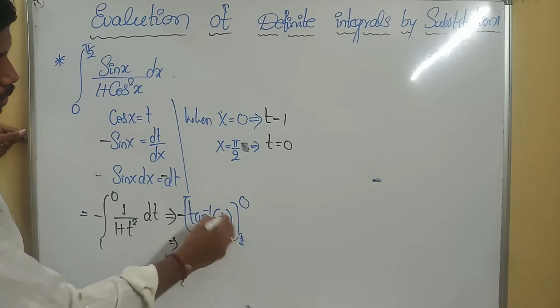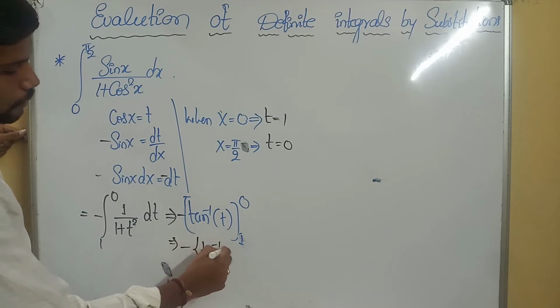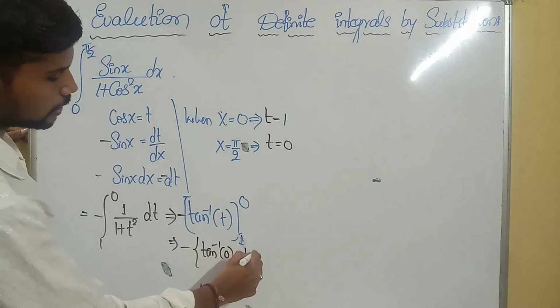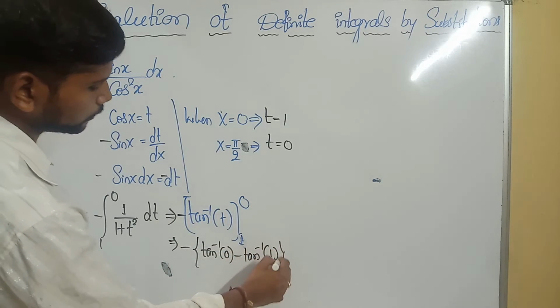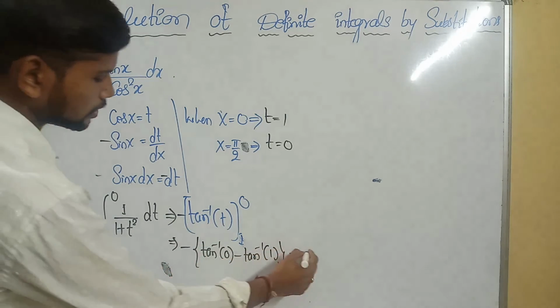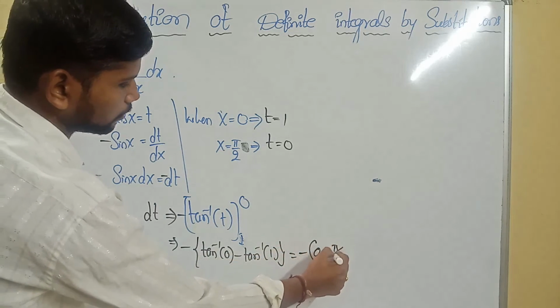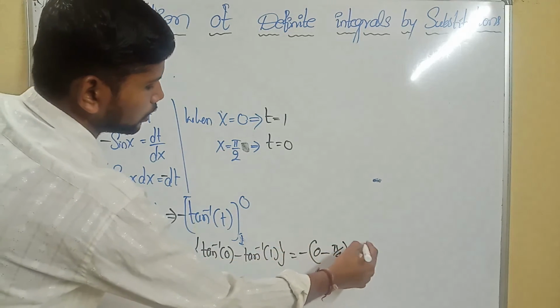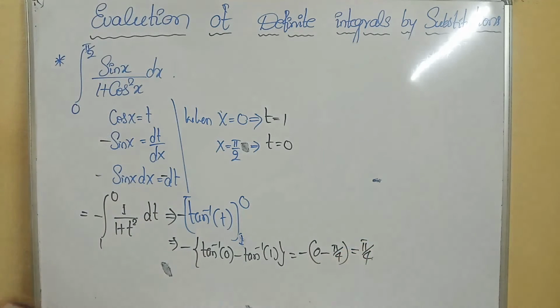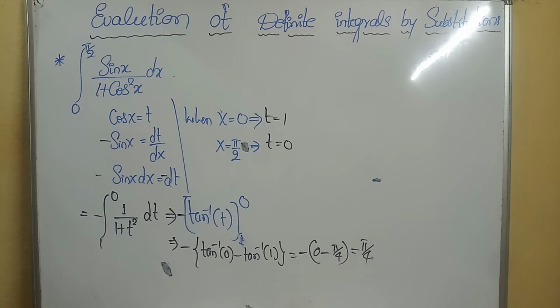Substitute the upper limit value, tan inverse of 0 minus tan inverse of 1. Okay, minus as it is. Tan inverse of 0 will be 0 minus tan inverse of 1 will be pi by 4. It will be minus of minus will be plus. It is pi by 4. Okay, you need to understand cos derivative is minus sin x. In between sin and cos there will be a slight confusion, that you need to understand properly.